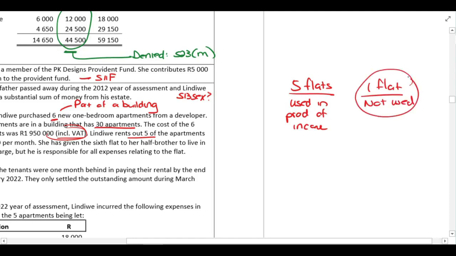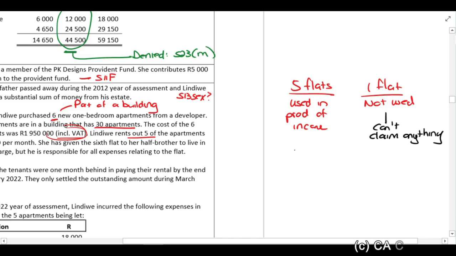Now this 1 flat over here that's not used in the production of income is still a capital asset, and if she sells it, there will be capital gains on it. But she can't claim anything, because everything in the Act must be used in the production of income. Used in the production of income, you can claim costs.